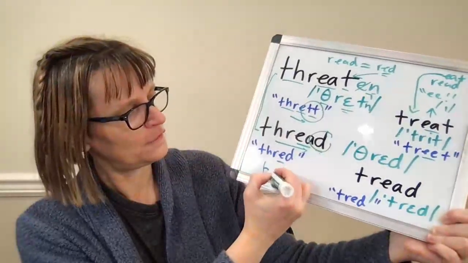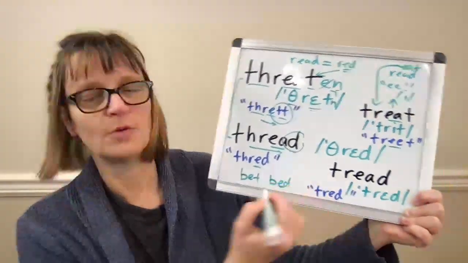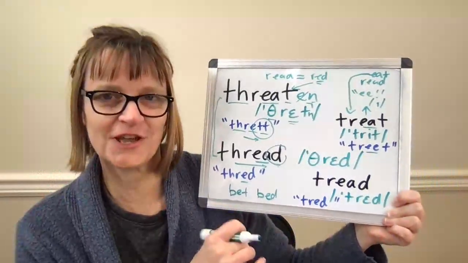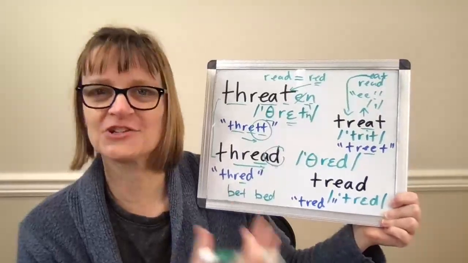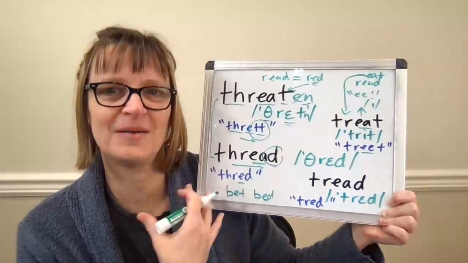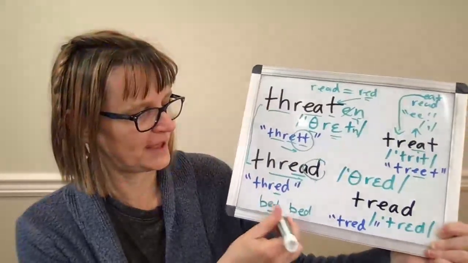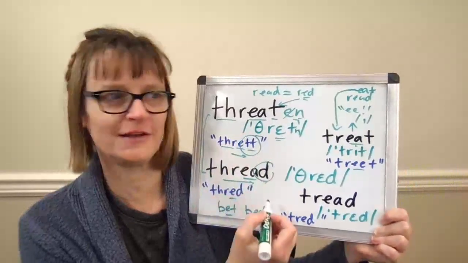Check out my video for bet versus bed, or my voiced and voiceless consonants videos, again, here on the channel, or you can check them out in our course, Sounds of American English. Gives you all these details about how sounds change in the words. So short for bet, longer for bed. Short for threat, longer for thread.